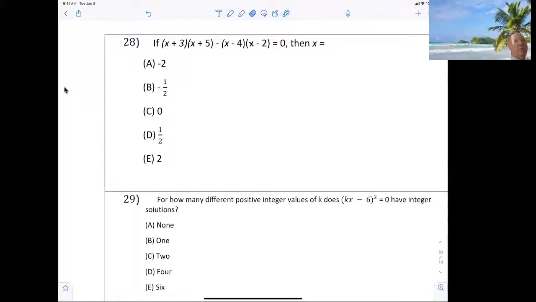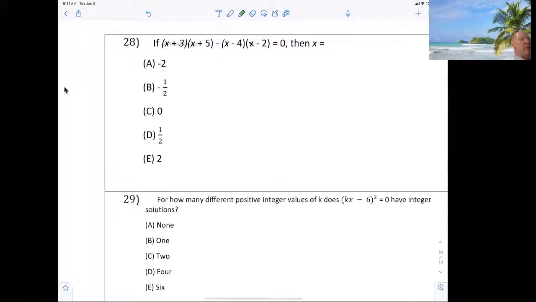What is the answer? No, I want the final answer. A, B, C, D, E. What'd you get? Oh, no, I'm confused. All right, here we go.